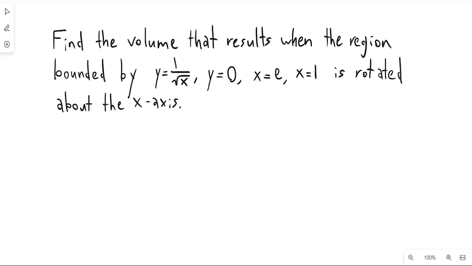Okay, in this video I want to do another example of a solid of revolution problem. And I want to find the volume that results when the region bounded by these functions is rotated about the x-axis. So as usual, I want to start by visualizing what's going on here, right? So the first thing is that I have y equals 1 over the square root of x. So that's going to look something like this.